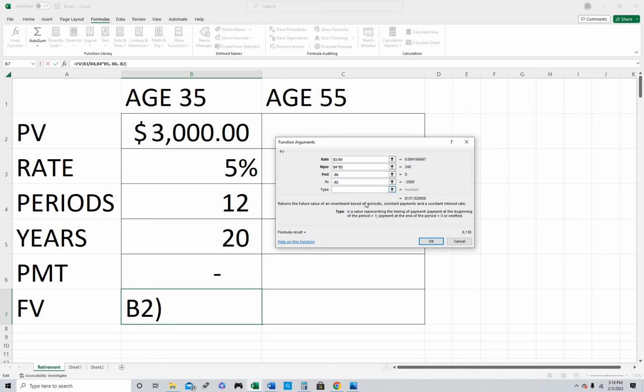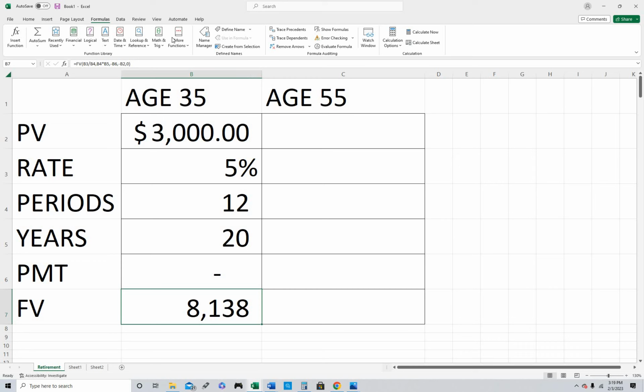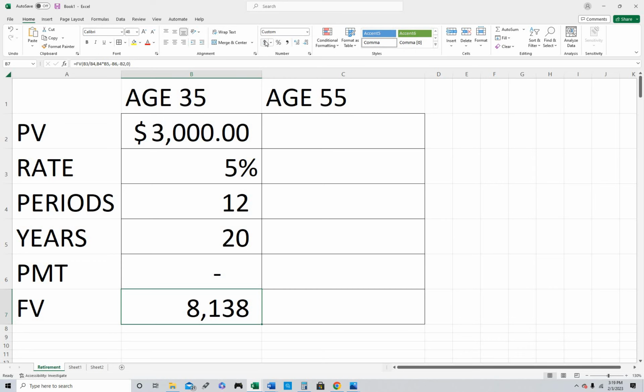Now the type. The type can be important, so we're going to go over that real quick. If you're going to get your interest at the beginning of the period, you'd put a 1. But most of the time, you accrue your interest at the end of the month. So we're going to put a 0. This tells the computer when to start calculating your interest. Now that it's got that all entered, we're going to hit OK. I'm going to go back to home and make that into dollars. Now we can see that our future value of that initial $3,000 is $8,000.